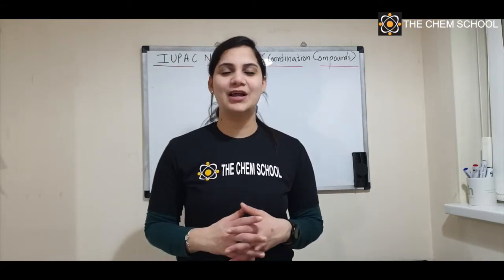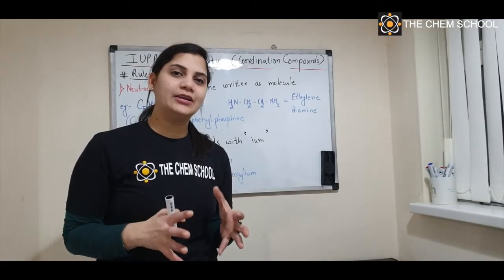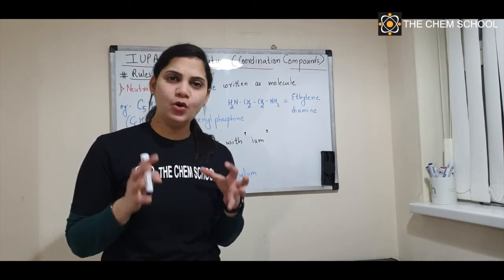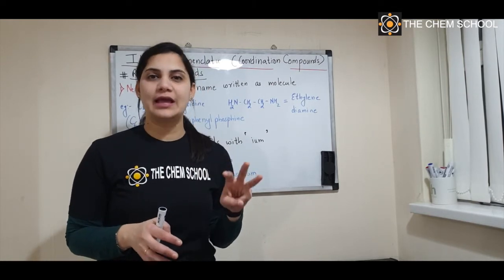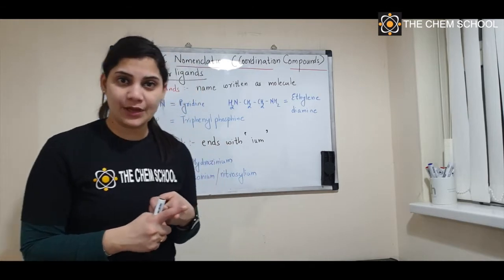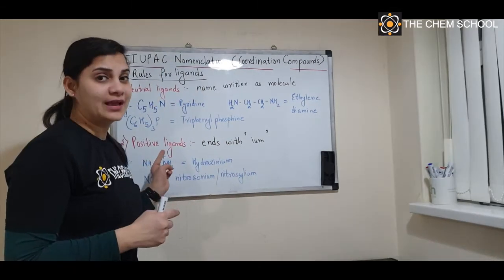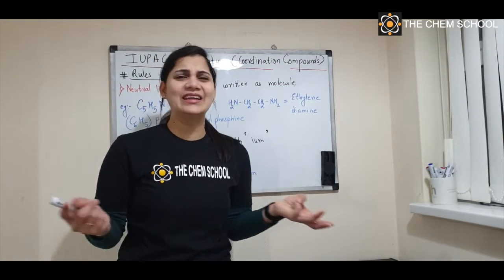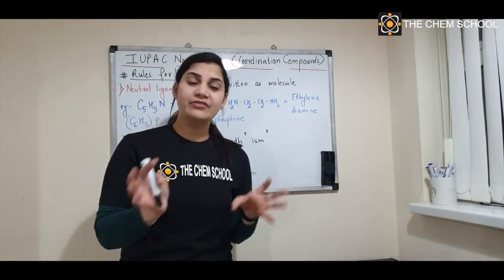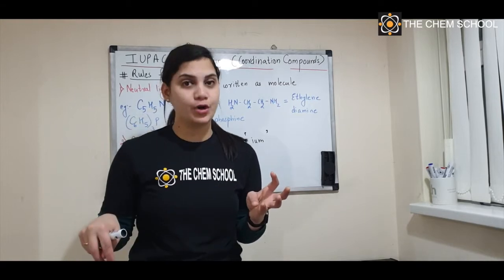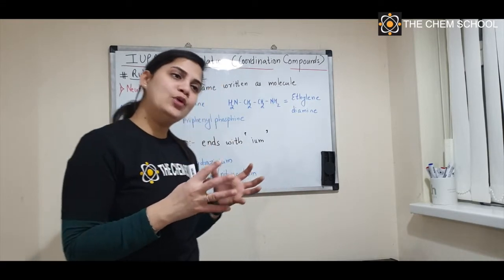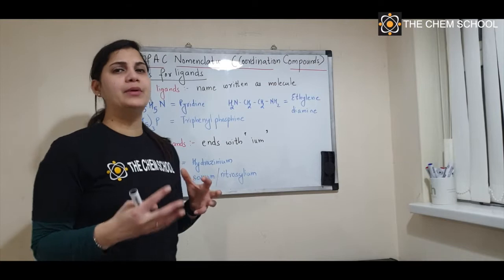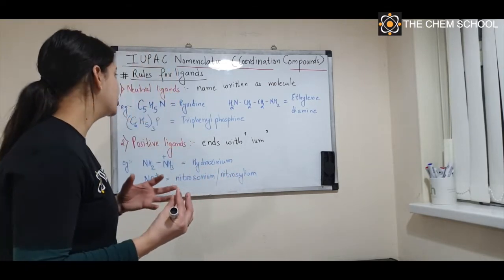So let's get started. Let's understand the rules for all the ligands. We know very clearly that there are three types of ligands. You have neutral ligands, then you have positive ligands or cationic ligands, and you have anionic ligands, that is the negatively charged ligands. We have done a separate video on that. If you want, I will attach the link for it. Now, when you have the ligands, the name will be a bit different, so just pay attention to it.